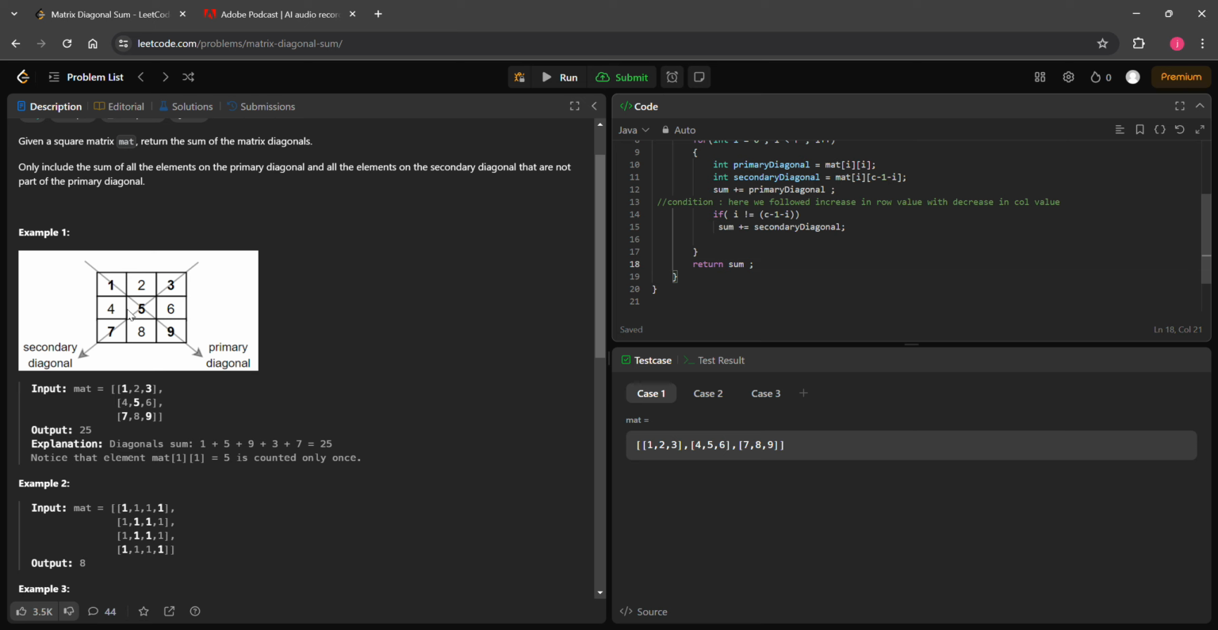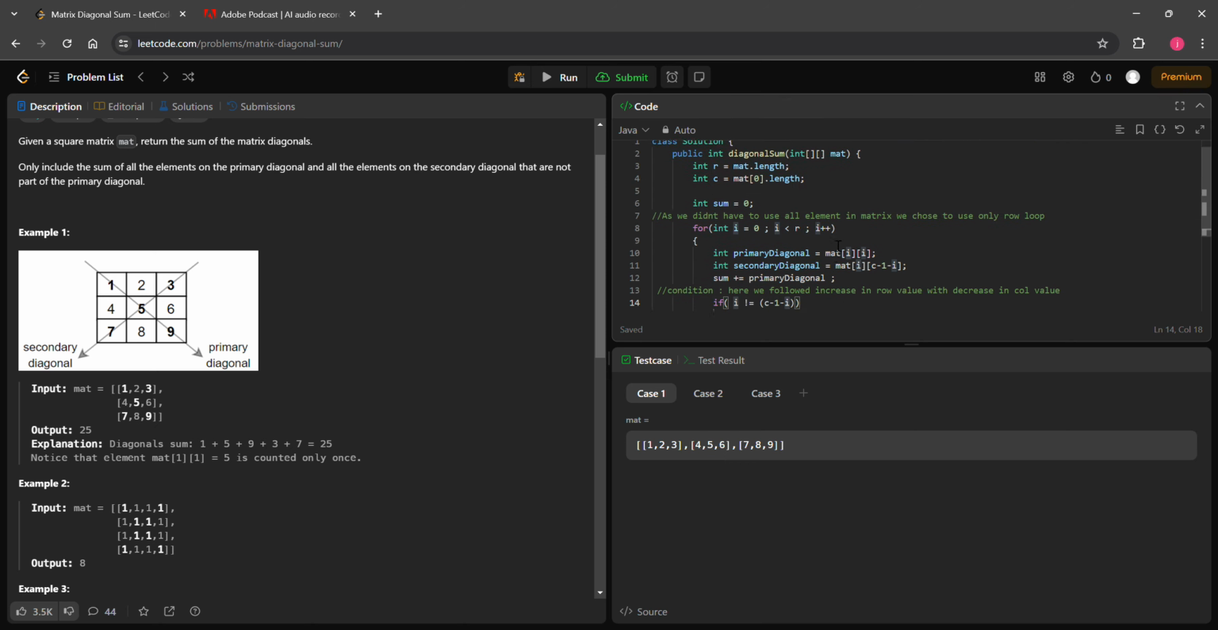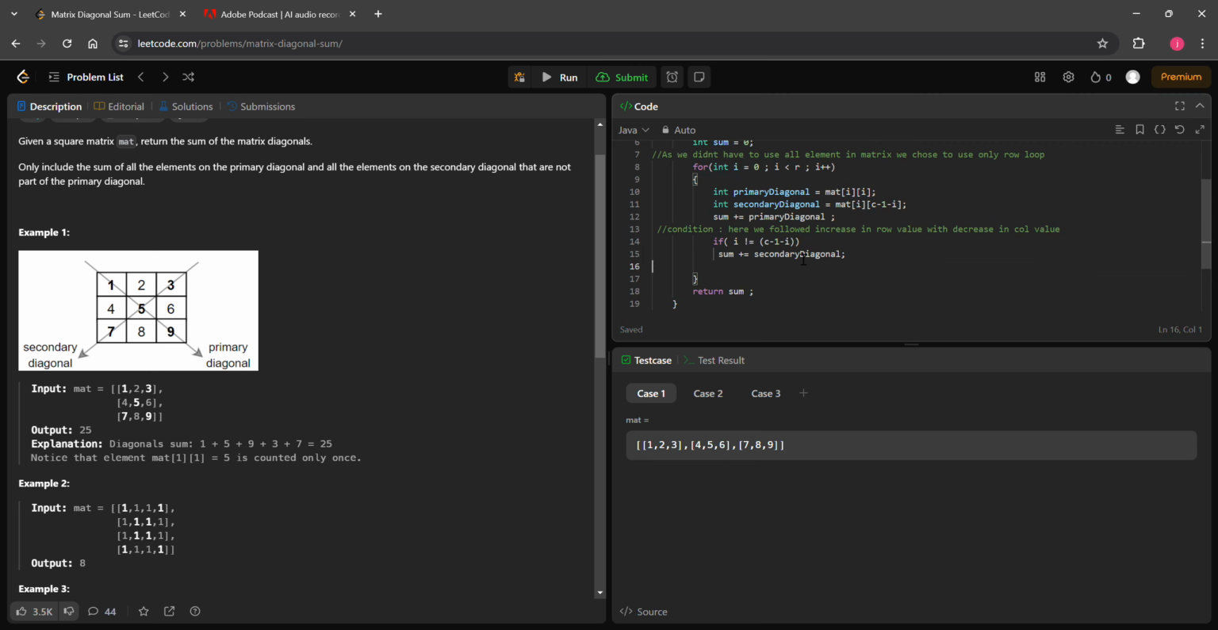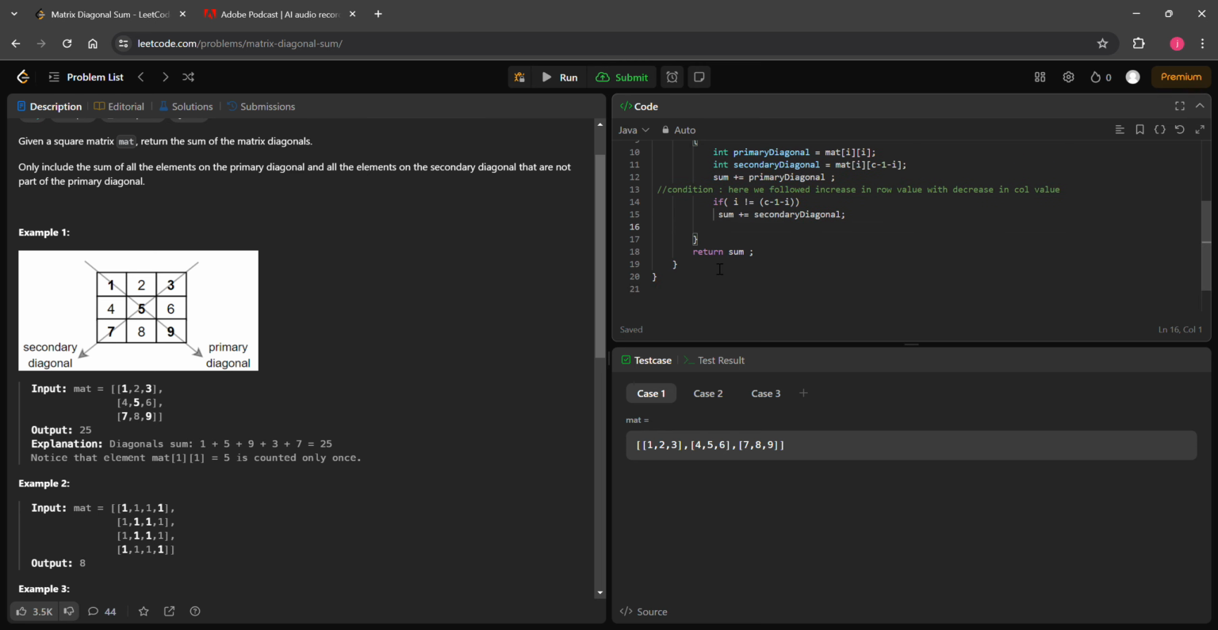So suppose the primary diagonal is at this position, and the secondary diagonal is also at this position, I said don't add this value. If the primary diagonal is here and the secondary diagonal is here, add the value of the primary diagonal and the secondary diagonal both. But if the primary diagonal and secondary diagonal are both at the same position, don't add the value. So if I, which is the row, is not equal to the secondary diagonal column, which is C minus I minus 1, then I said sum plus the secondary diagonal. I have said add this value to sum. The sum will become the primary diagonals and secondary diagonals added together, excluding the common element which is there in both.